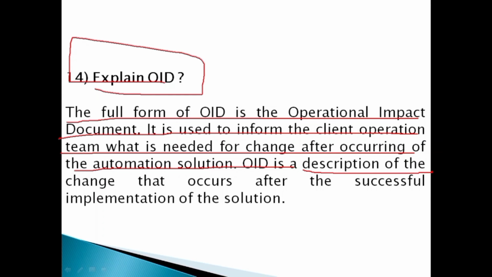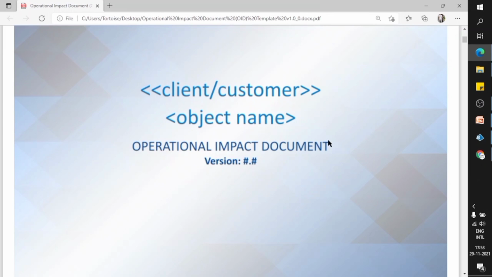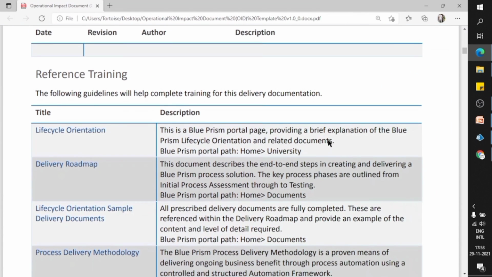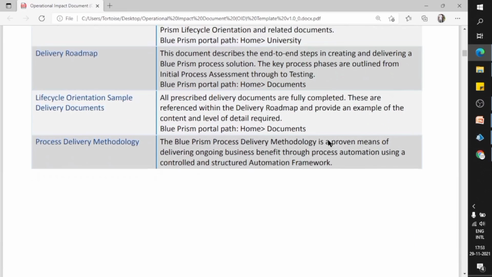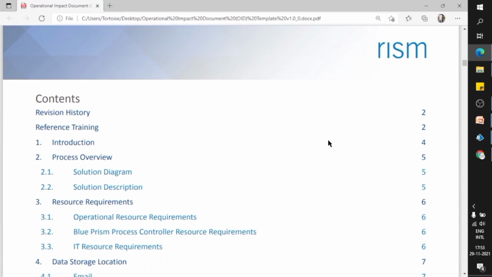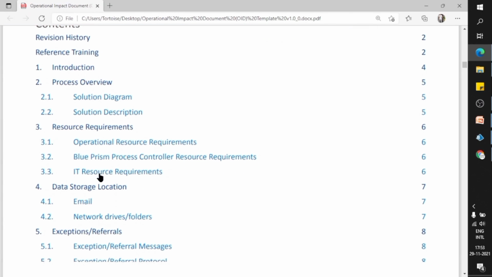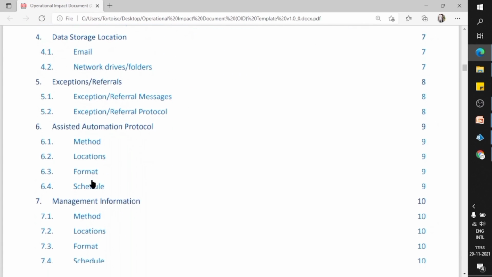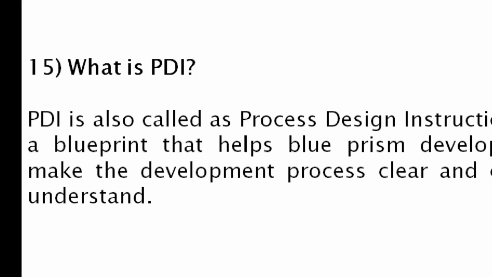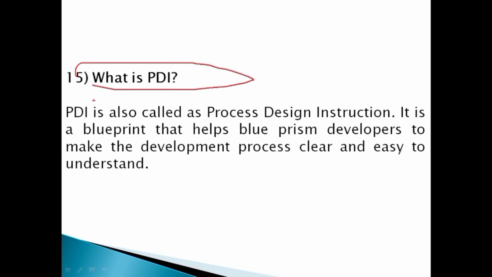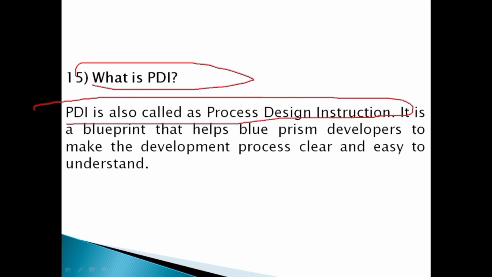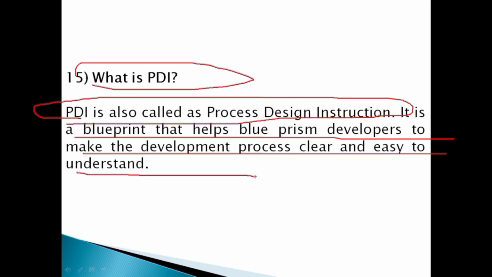The full form of OID is Operational Impact Document. This is how it looks like and it contains information in this. What is PDI? Process Design Instruction. This is again a document. I will give this document in the description box as well.